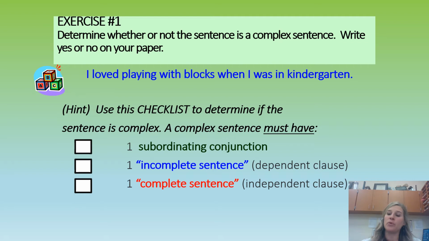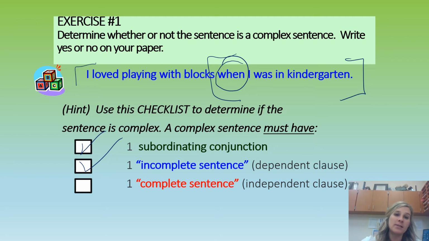So I know I have a subordinating conjunction in this sentence, and it's the word when. Okay, so I've got a subordinating conjunction. So now I check to see if I have a dependent clause. Well, chances are I do, since I have a subordinating conjunction. So my incomplete sentence or my dependent clause is when I was in kindergarten. And then I check to see if I have a complete sentence. I loved playing with blocks. That's an independent clause. It can stand alone. So I've got all 3 pieces. So yes, this is a complex sentence. So go ahead and write yes down on your paper.